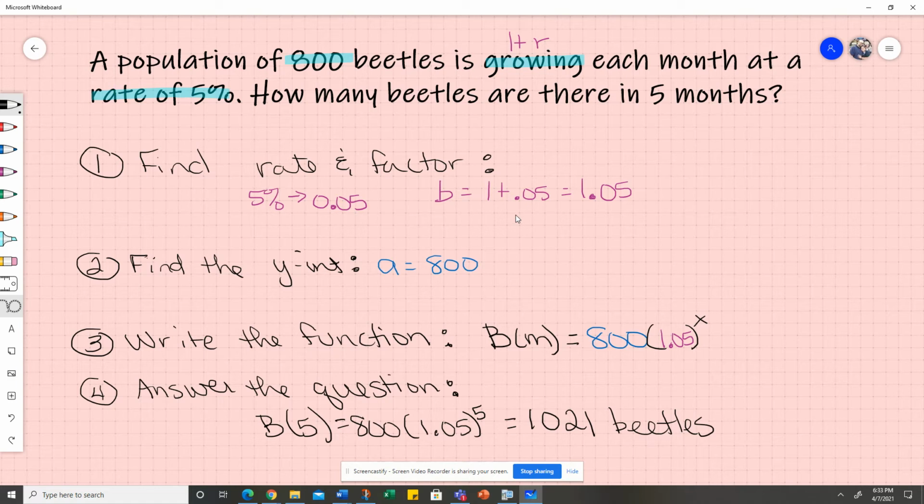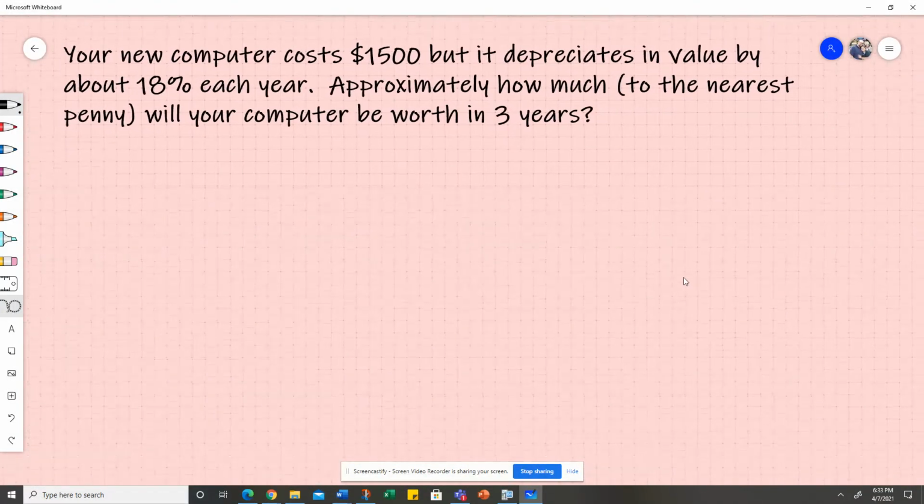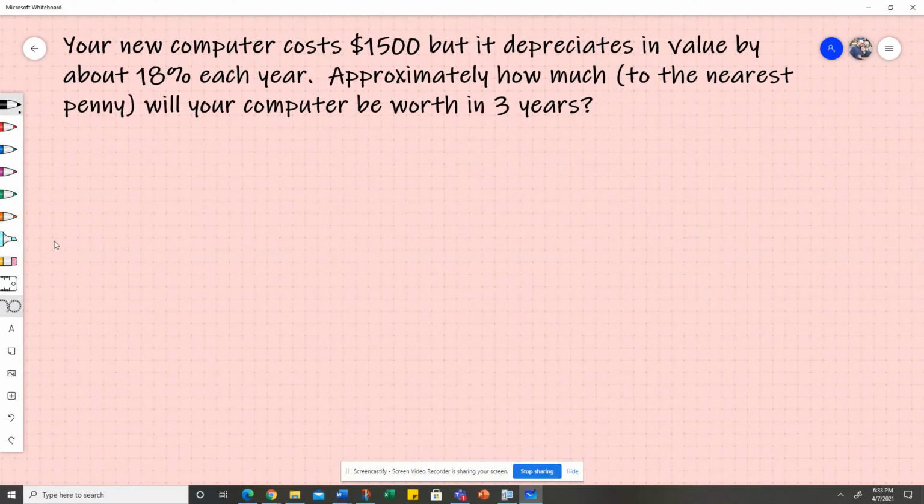And once you identify your rate, add that to 1. That gives you your factor that you can use in your equation. Okay. Now let's look at a decay function. Our decay function is going to be similar. We're still going to find our A value. Okay. So this is our starting value.